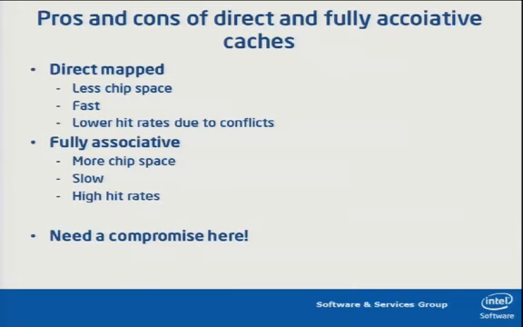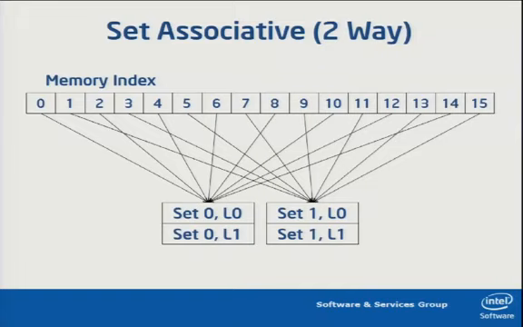So what we need, essentially, is a compromise. And the compromise is called a set associative cache. And this is what we find generally in all modern CPUs. Now, this set associative cache implements the 2 strategies at the same time. So we have the set approach. Only a number of addresses can be stored in the first set.